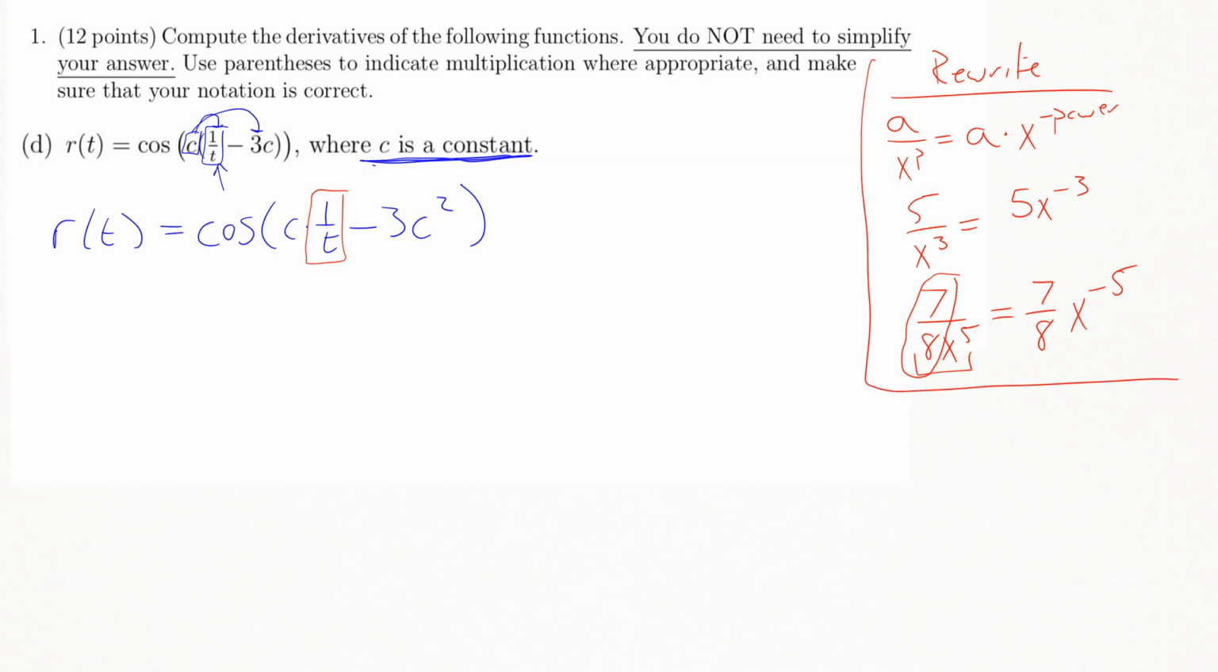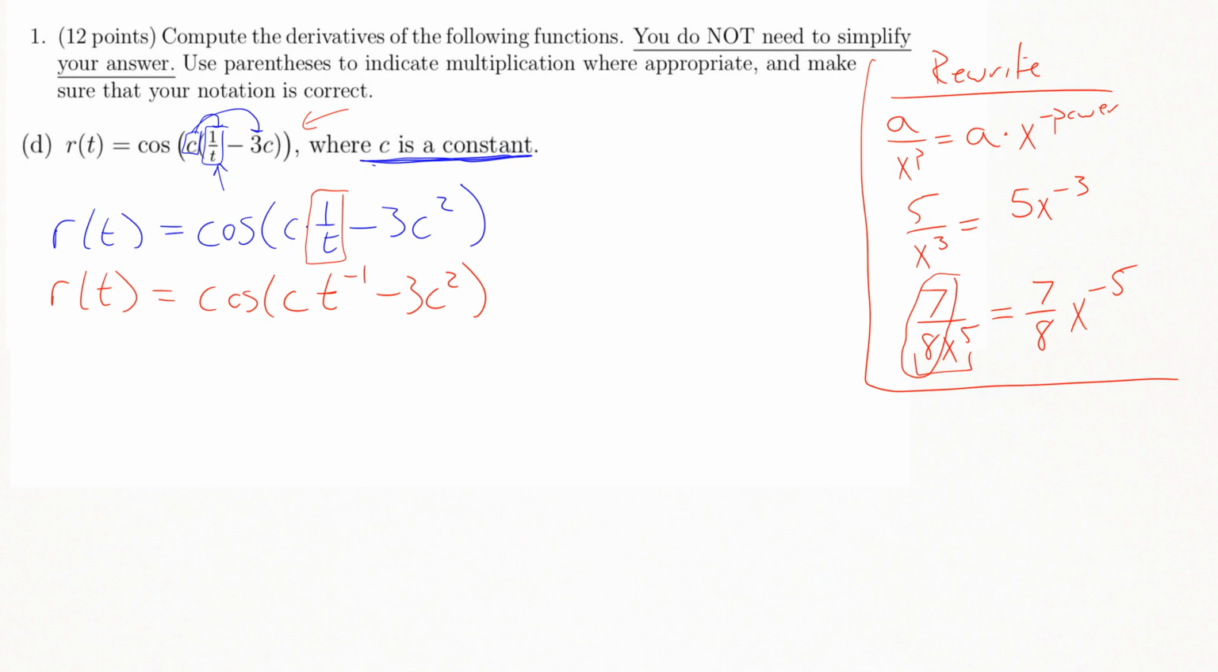So the first move again was just to distribute the c through those back set of parentheses there. Our next move before we're even ready to take a derivative is going to be to do a rewrite here. So we're looking at r of t equals the cosine of, and again c is just a number, and that t has an unwritten 1 as a power, so we rewrite that as t to the negative 1, and then the minus 3c squared just comes along for the ride.